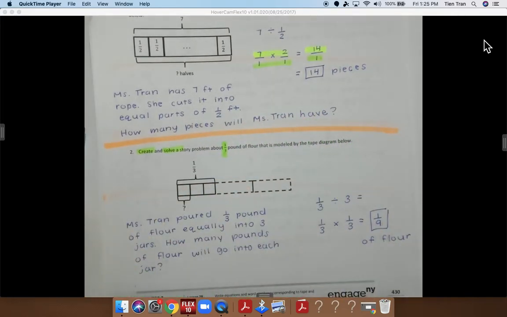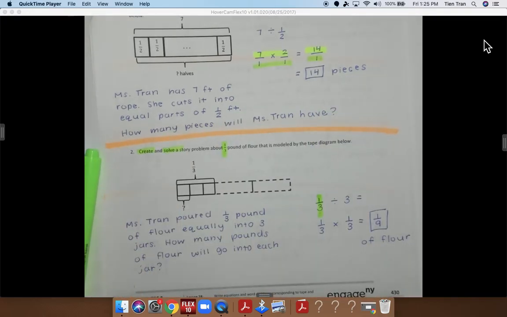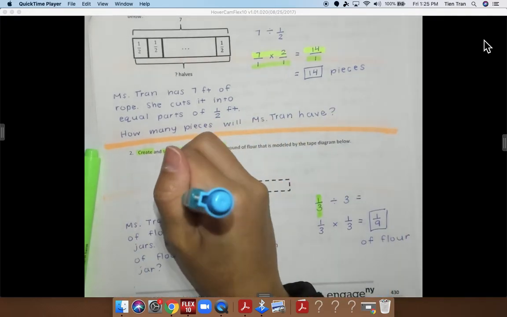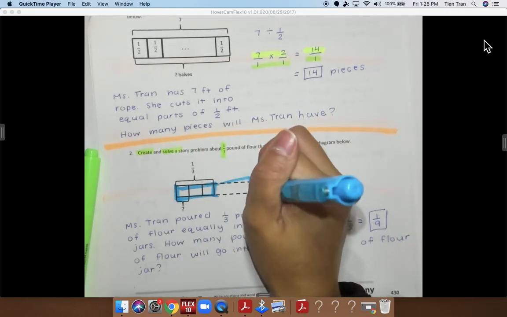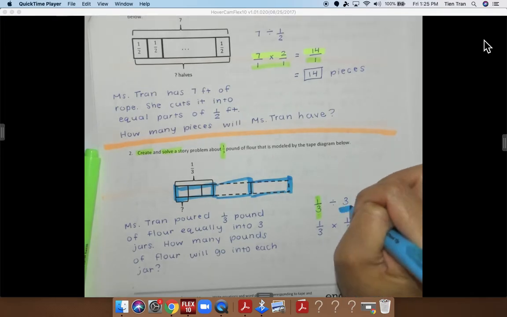Now, the second problem, they tell you again to create and solve a story problem about 1/3 pound of flour, and the rest is modeled for you. So I wrote a question. Miss Tran poured 1/3 pound of flour equally into 3 jars. How many pounds of flour will go into each jar? So I have 1/3 right here, and I am dividing it into thirds because there is 1, 2, and 3 pieces. That's why it's divided into thirds.